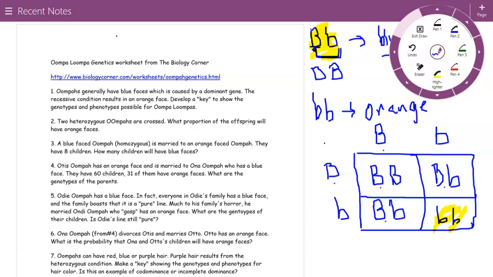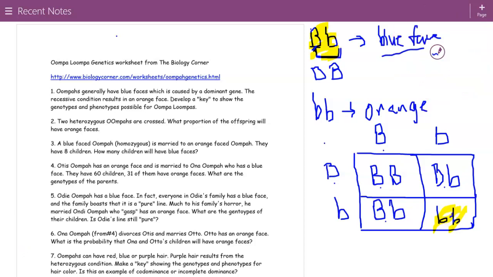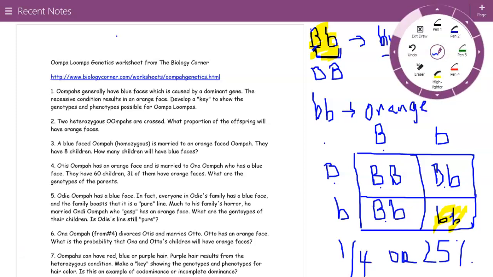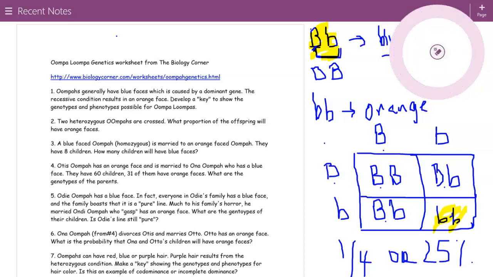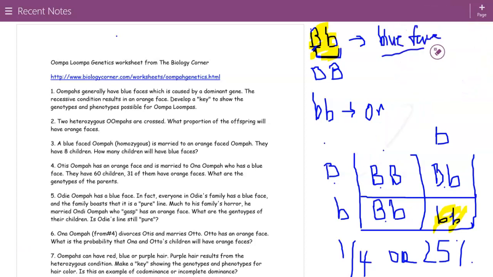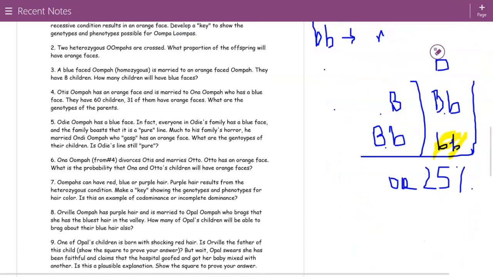Okay, so what proportion of the offspring will have orange faces? Yeah, you need 2 copies of the recessive allele to get an orange face. That would be 1 out of 4 or 25%. That should be more clear now. I'm going to make my eraser, stroke eraser, cool. Let's do the next question.